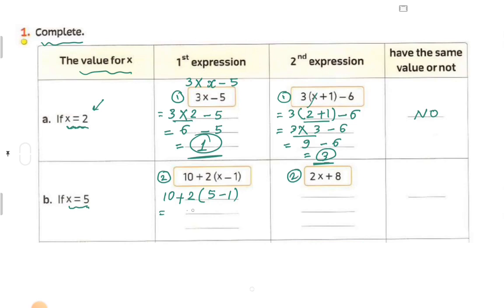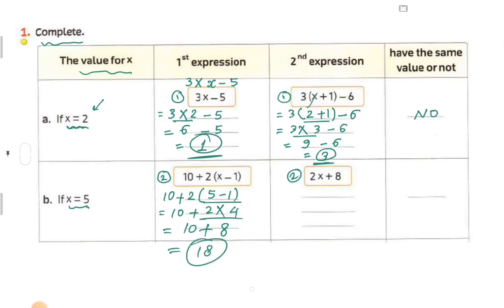Now start with parentheses, 10 plus 2 parentheses, that means 2 by parentheses result 5 minus 1 equal 4. So start with multiply. 10 plus what? Plus 8. 2 by 4 equal 8. Now 10 plus 8 equal 18.